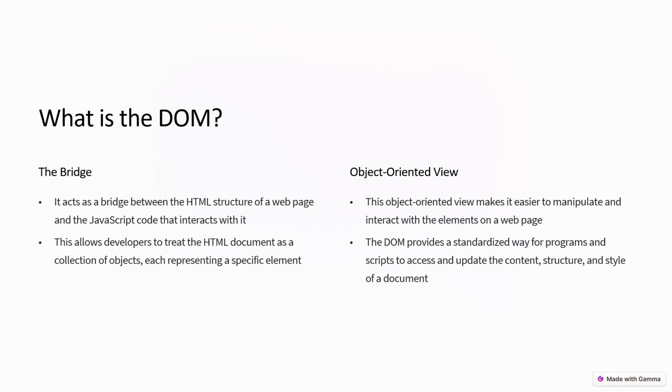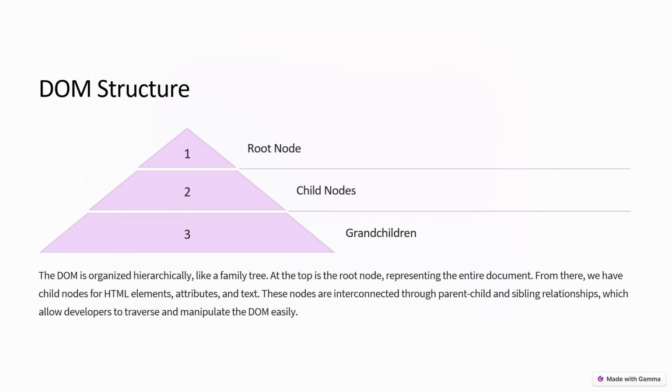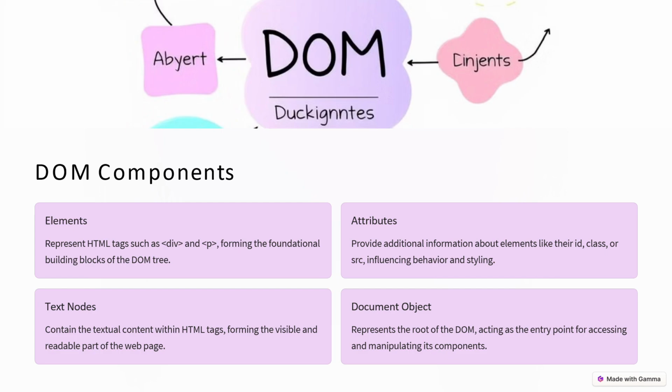style of a document. Now, DOM structure. The DOM is organized hierarchically like a family tree. At the top is the root node representing the entire document. From there, we have child nodes for HTML elements, attributes, and text. These nodes are interconnected through parent-child and sibling relationships, which allow developers to traverse and manipulate the DOM easily.